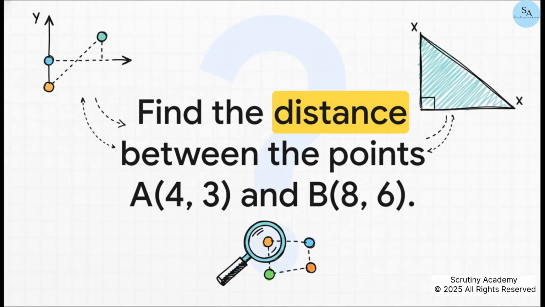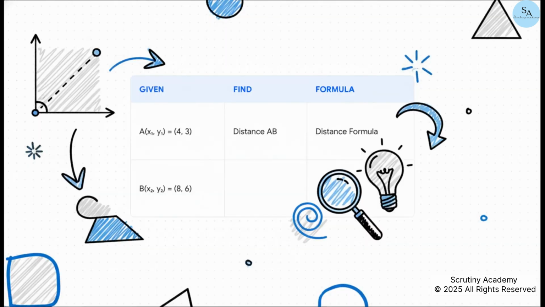Here's our first one. A nice straightforward question. Find the distance between A (4,3) and B (8,6). Before you even pick up your pen, what's the very first thing you should do? You break it down. This is the habit of a champion. Trust me. What are we given?